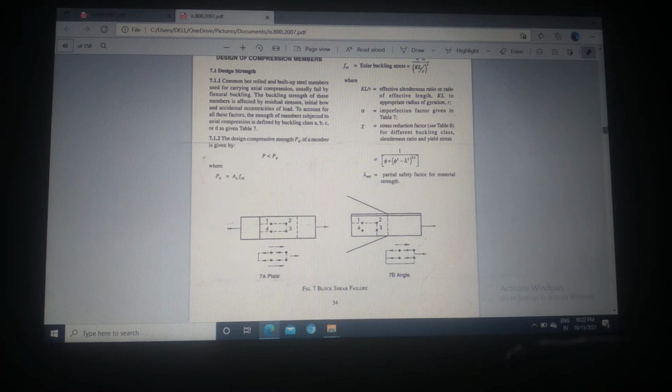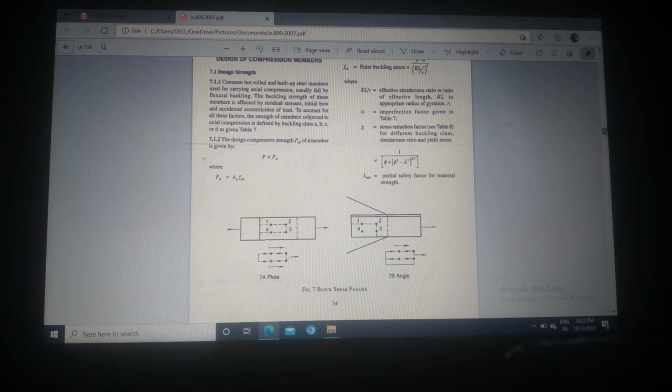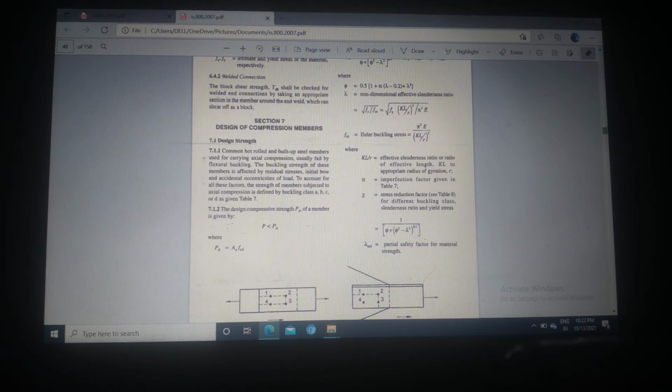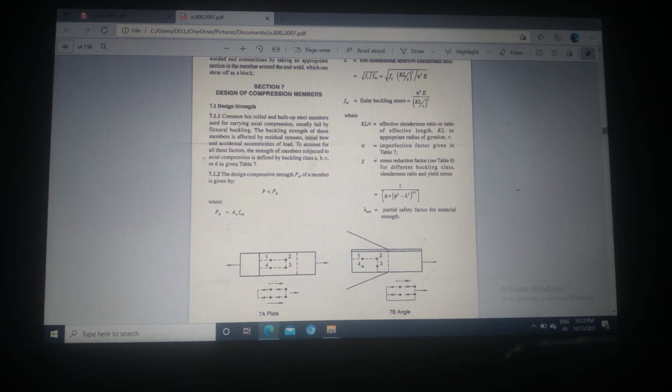In case of plate, 1 2 and 3 4, these are the failure planes in shear. In case of shear, we have to take 1 2 as well as 3 4, because in case of plate the failure will be along 1 2 and also along 3 4. We have to take both.